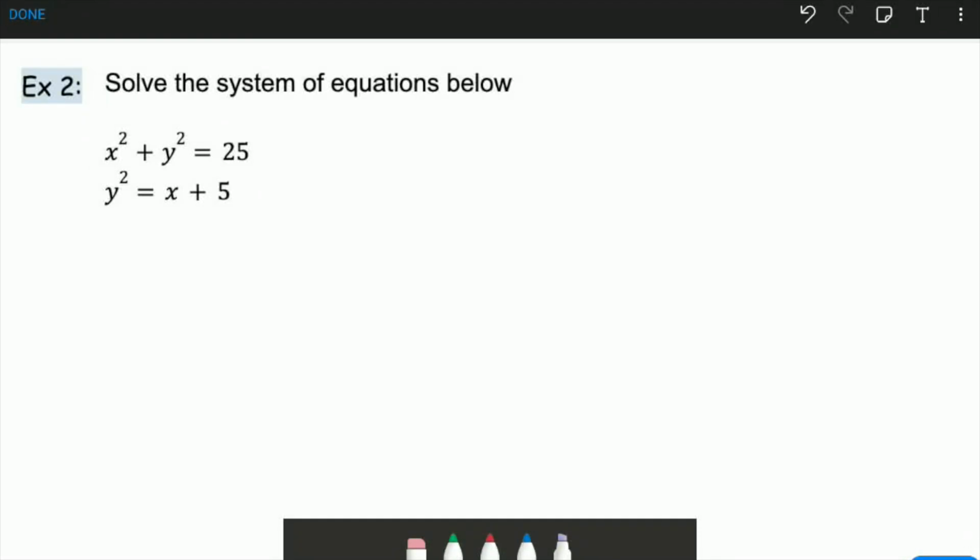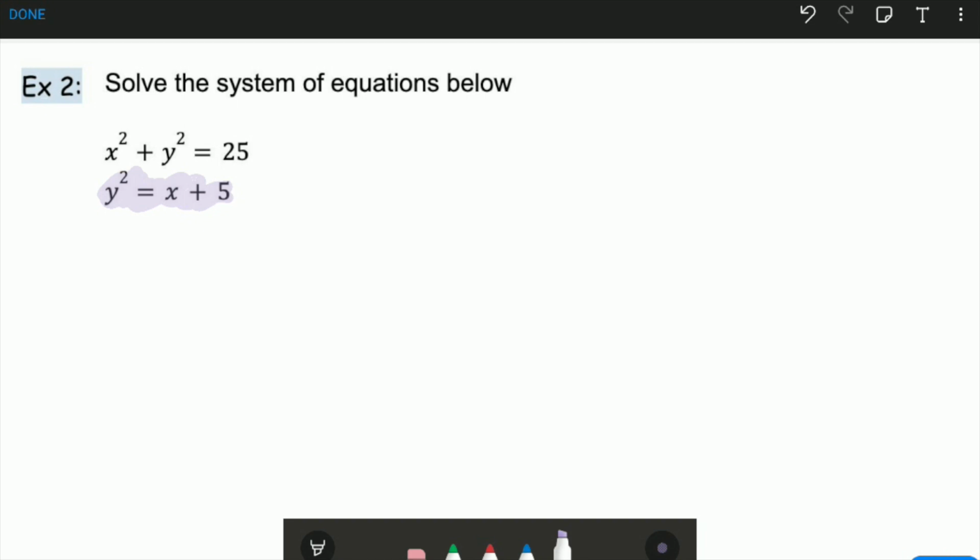Okay, so we're going to solve the system of equations below. Now, we're going to do it by substitution here. And the first step with substitution is typically to get one of the equations with one of the variables by itself. But I want to point out here, the second equation. Now, y is not technically by itself because we still have y squared.